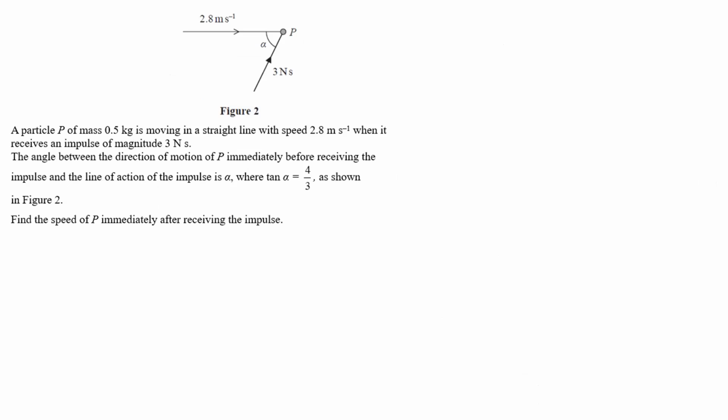This question: a particle P of mass 0.5 kilograms moving in a straight line with that speed, and it receives an impulse of that much. The angle is alpha, and we're given that tan alpha is 4/3, and we're asked to work out the speed immediately after the impulse.